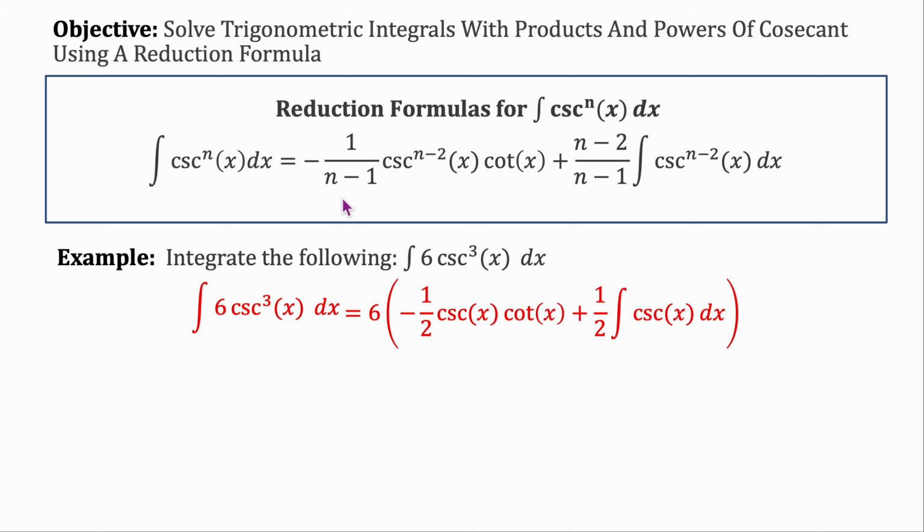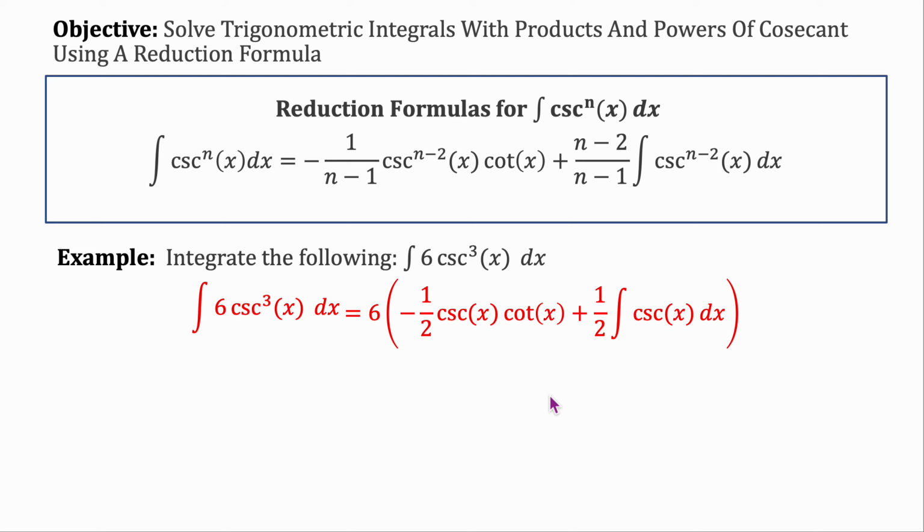Well, to proceed, if we use the formula, our power is a 3. So every place we see an n, we're going to replace it with a 3. The 6, remember, just comes along for the ride. So here our n was a 3, so that's 3 minus 1. That's where I got the 2 there. This is 3 minus 2, which is a first power. So a cosecant times a cotangent. This became 3 minus 2 or 1. 3 minus 1 or 2, and then our cosecant inside of our integral became 3 minus 2 or 1.